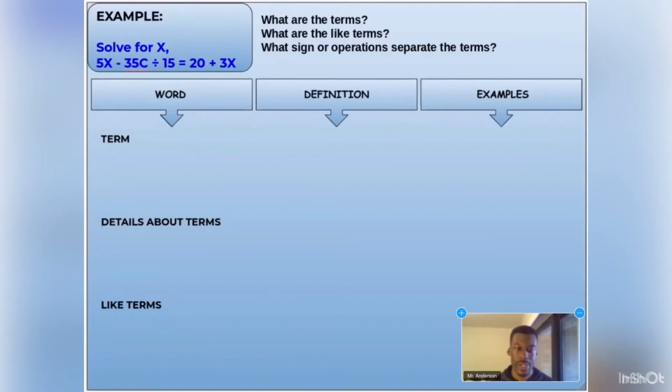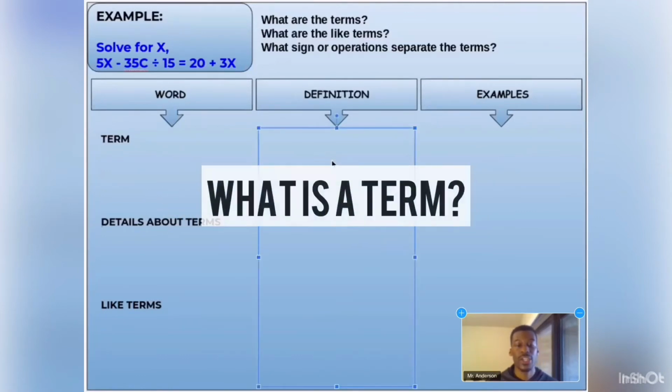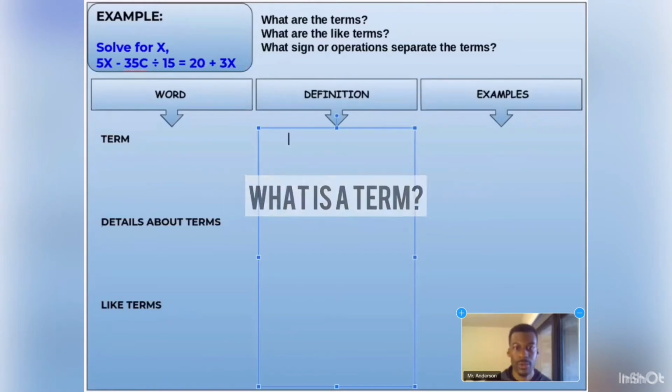First thing I want you to know is what a term is. So if you look at this example that says solve for x, it says 5x minus 35c divided by 15 equals 20 plus 3x. And some of y'all are like, yo, you won't even try it. Don't go there, all right? Because when I explain to you what I'm getting ready to explain to you, you'll be able to do problems 3 times this size, okay? So the first thing is, what is a term? So let me just set my little bullet.